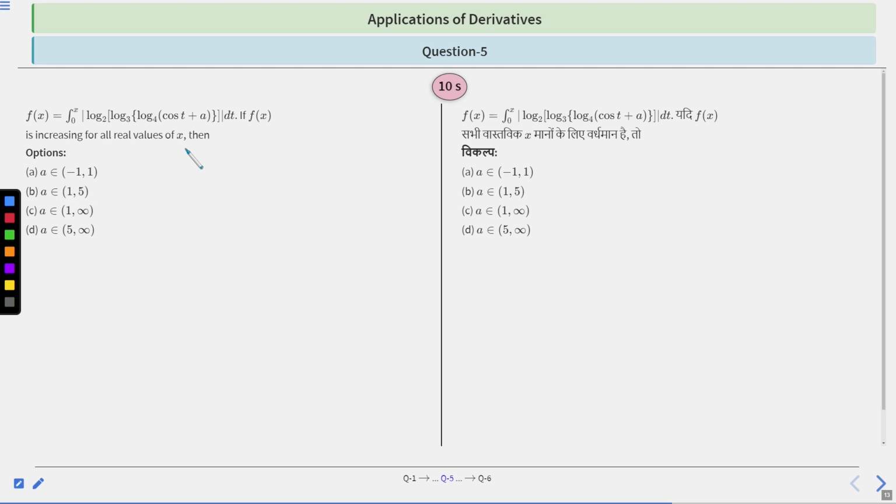Okay. So see, f(x) is given. By differentiating both sides, you can get f dash x, and you can check whether in this interval it is greater than 0. So what will be the interval of a at which f dash x is greater than 0 for this function f(x) to be increasing, right? So in this way you can approach this question. Now you have 10 seconds to solve this question. After 10 seconds we will discuss the solution. Okay.